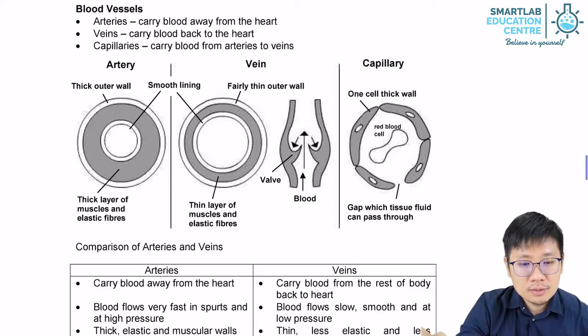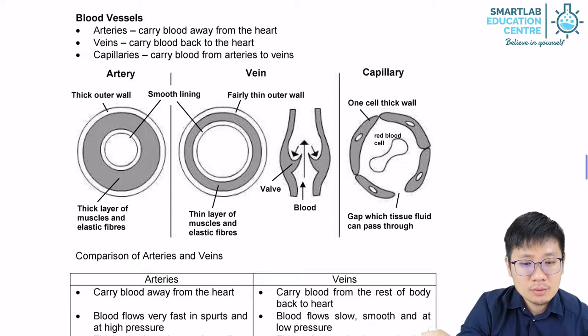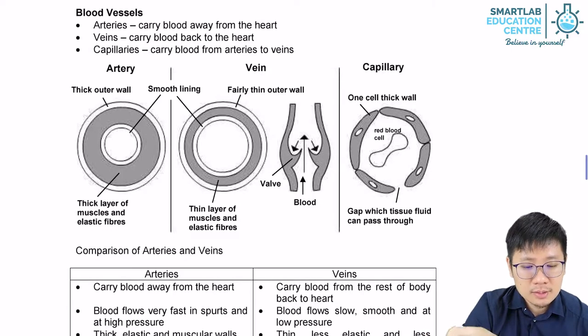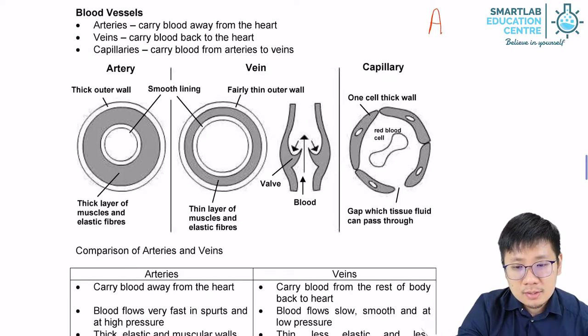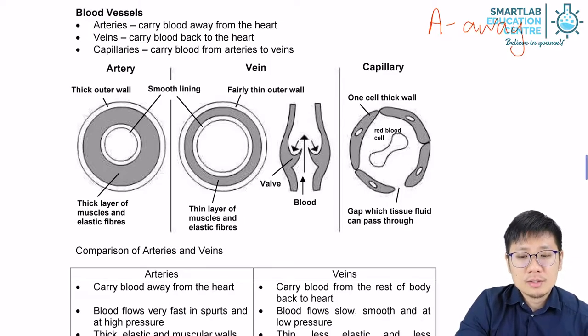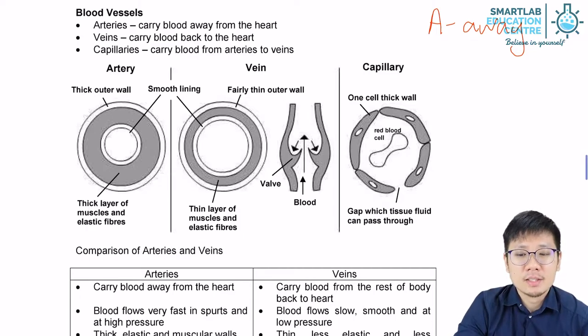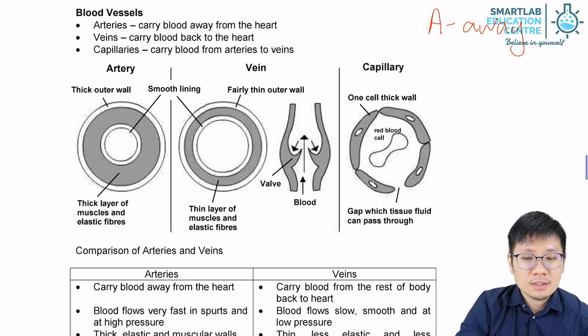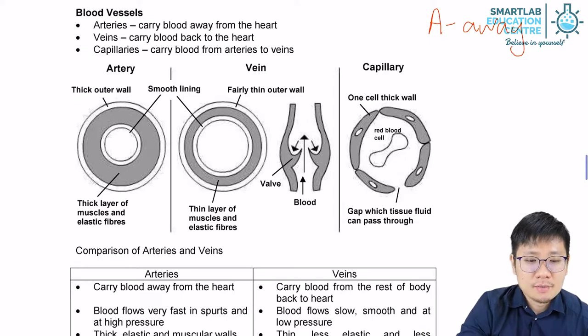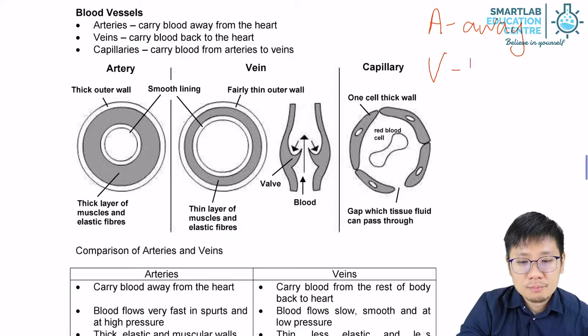The arteries' function is to carry blood away from the heart, and that I shall remember this way. Arteries carry blood away from the heart, A, away. The opposite would be the veins. The veins carry blood back to the heart, V, back.